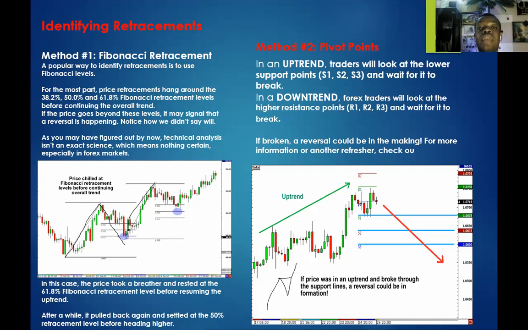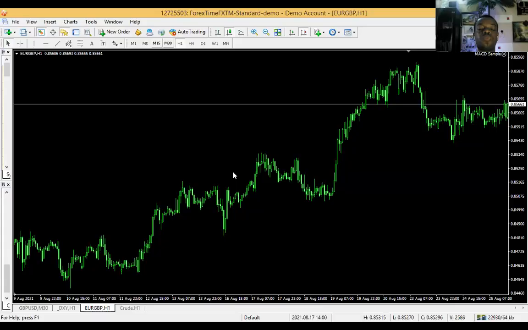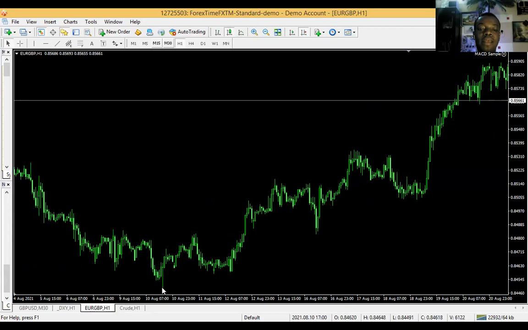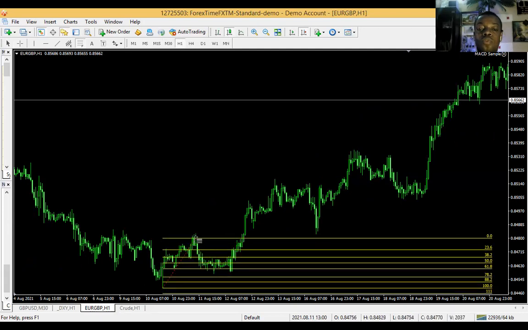So let's go to a live chat, and let me view it better so that you will see what I mean. On this note, if you look at this, the market climbed up. Okay, let me use Fibonacci. This is where the Fibonacci is. If I'm in an uptrend, I would draw from the bottom to the top. So I will take my crosshair, left click, and then drag it up to this level.